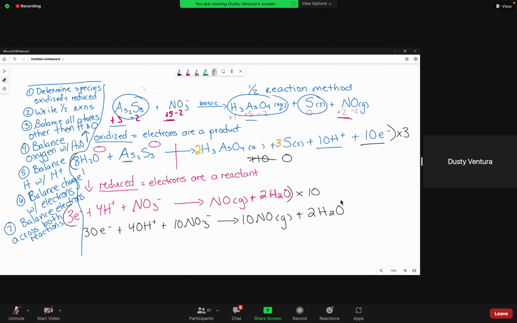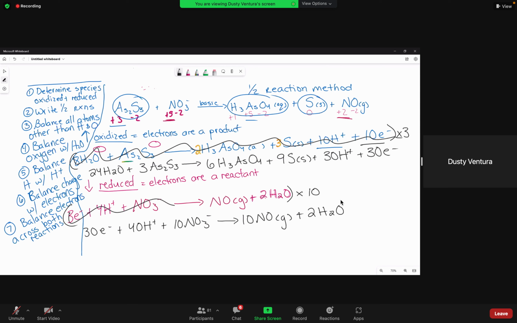My new reaction here is now going to be 24 waters plus 3 arsenic sulfides, I think that's called, I don't know. And then 6 arsenic acid and 9 sulfurs and 30 H pluses and 30 electrons. Old reactions don't exist anymore. New reactions are all I care about. I add them together. So that's our next step.